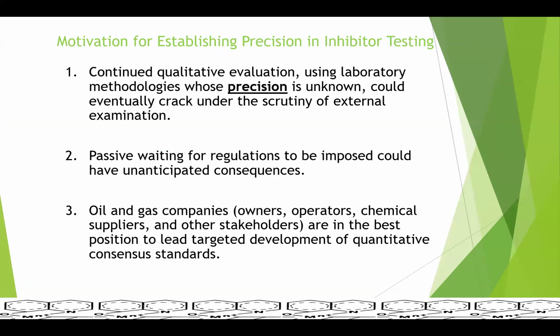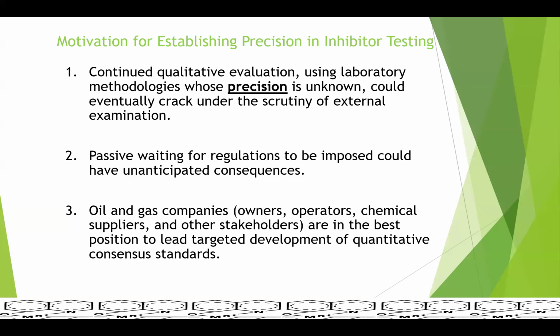So what are the motivations for establishing precision in inhibitor testing? In the 1990s, when Winston started the first GIP, they understood that the continued qualitative evaluation using laboratory methodologies whose precision is unknown could eventually crack under scrutiny of external examination. This was the motivation to start the process in the 1990s, and still we have not achieved that particular goal of establishing precision in all lab testing.